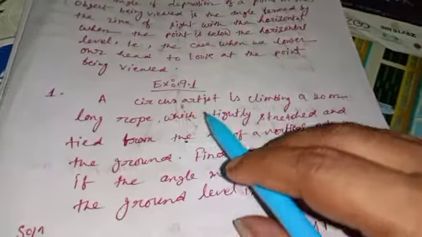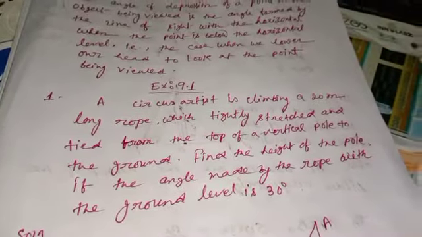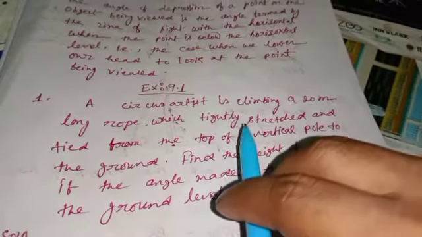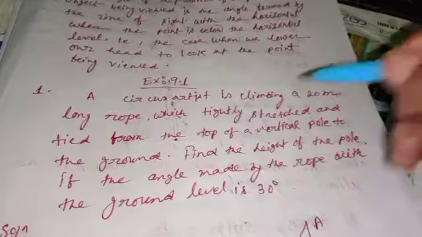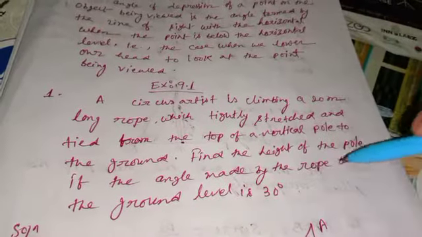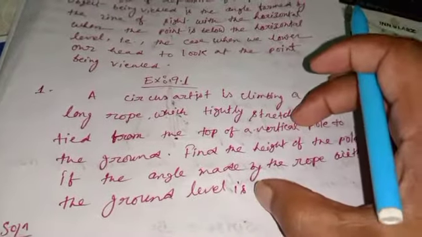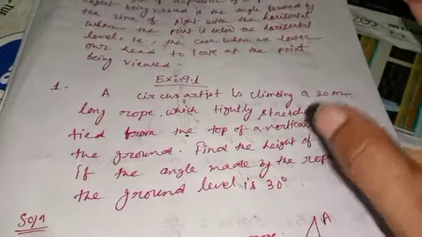Question number 1. A circus artist is climbing a 20-meter long rope, which is tightly stretched and tied from the top of a vertical pole to the ground. Find the height of the pole if the angle made by the rope with the ground level is 30 degrees. From this given information, you need to draw a diagram first.